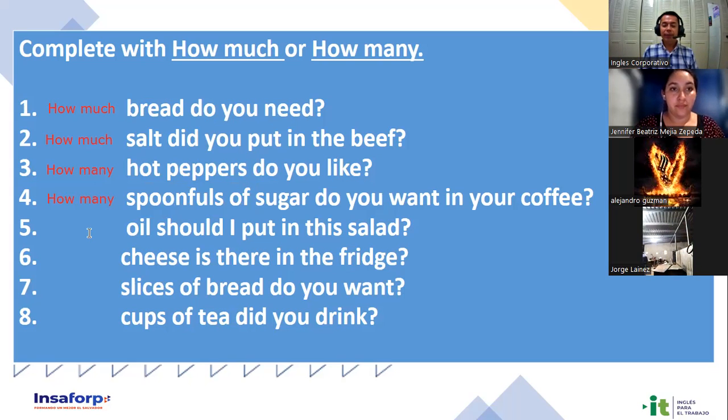Okay. In my case, 7, right? Les conté la vez pasada, ¿verdad? Que 7 cucharadas le he hecho yo. Ok, pero últimamente ya no me está gustando mucho, así que le voy a echar 9. Ah, no, mentira. Solo le echo una nada más. Let me see.